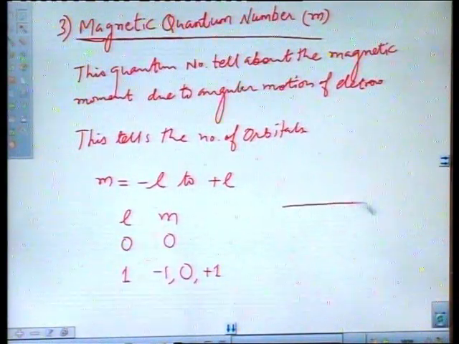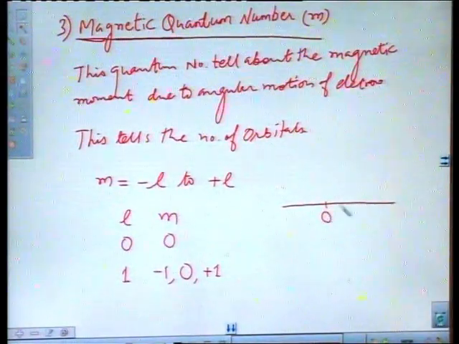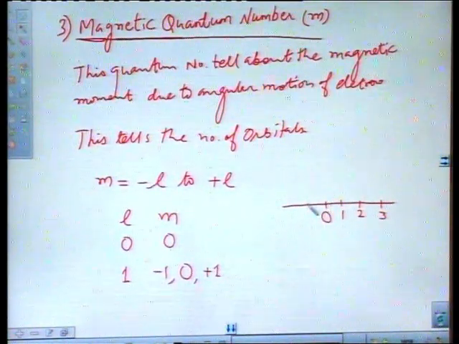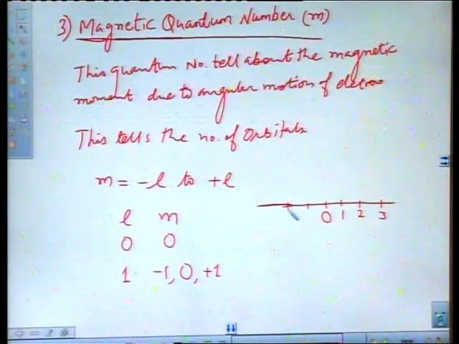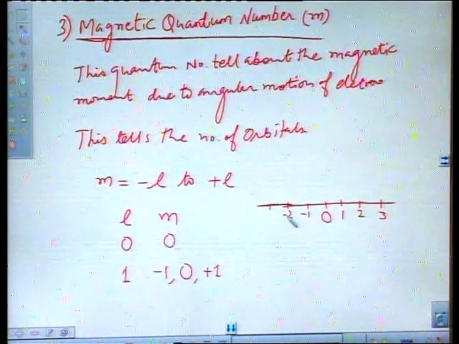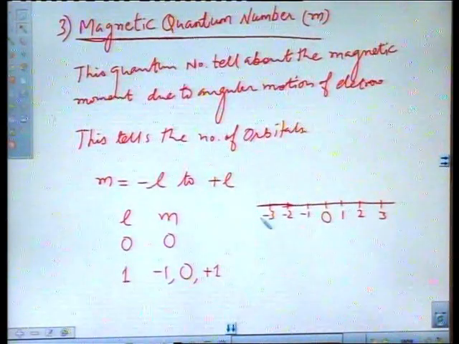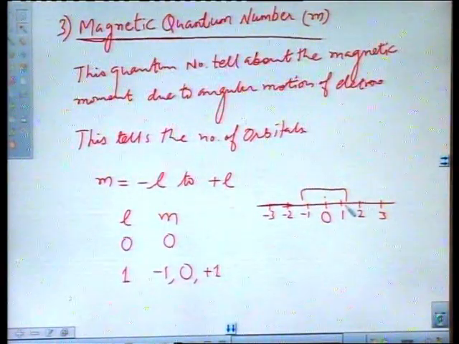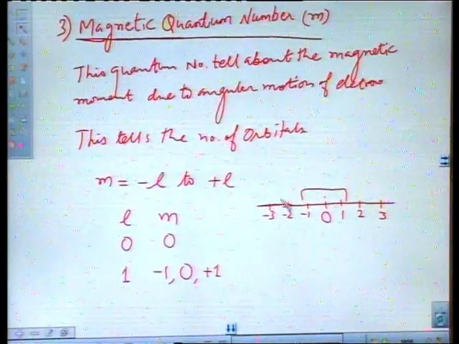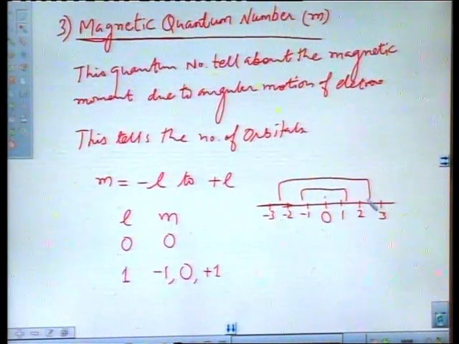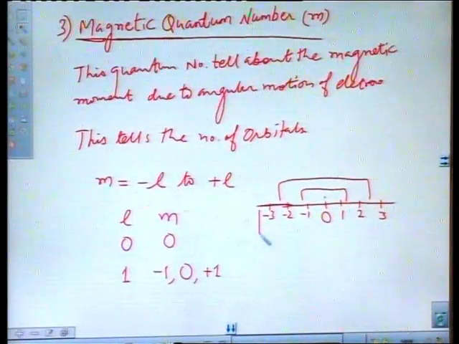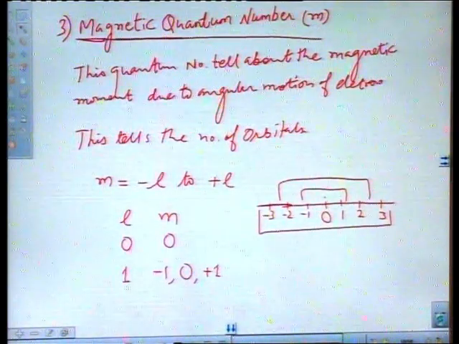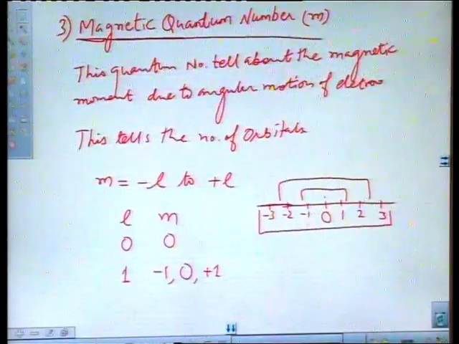Or you may see, if we draw a line, the value of m may be 0, it may be from minus 1 to plus 1, or from minus 2 to plus 2, or from minus 3 to plus 3.